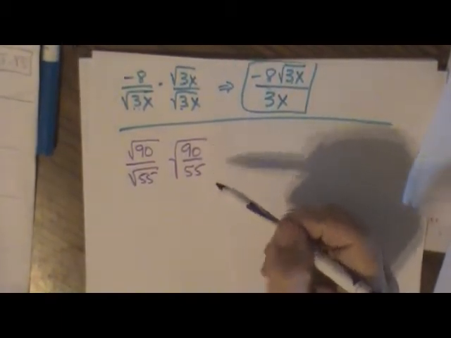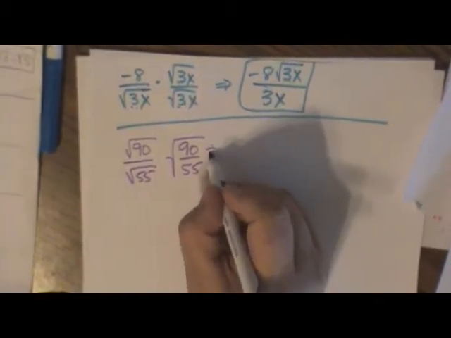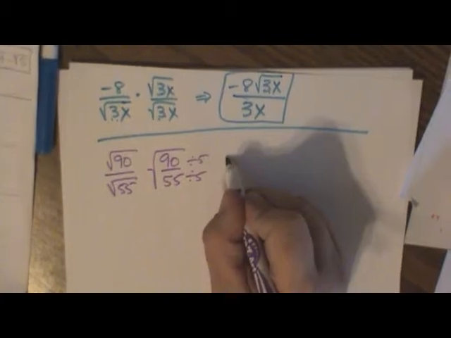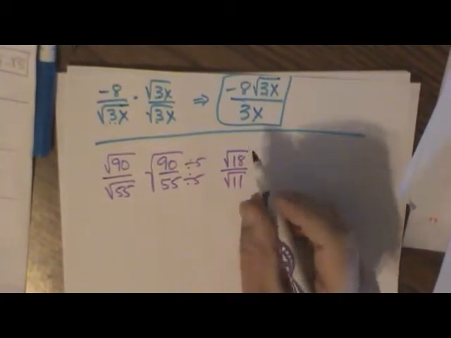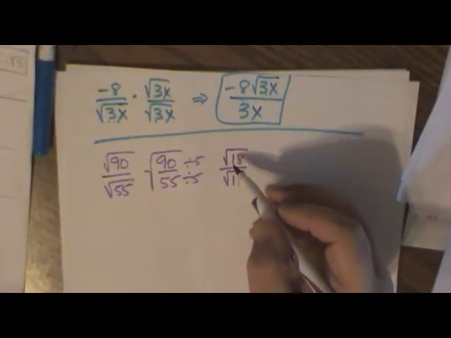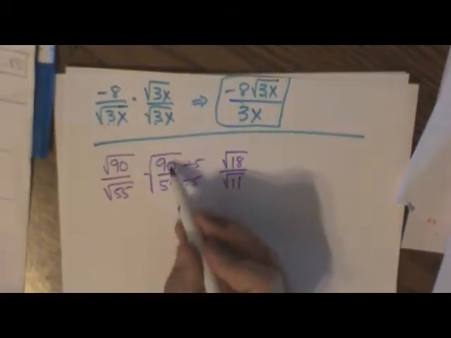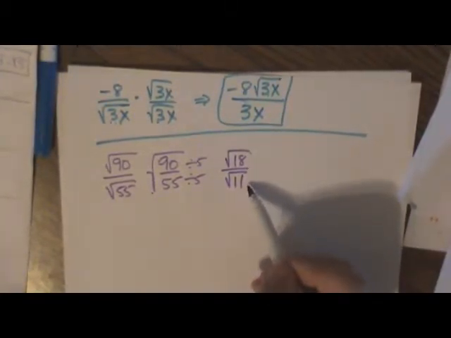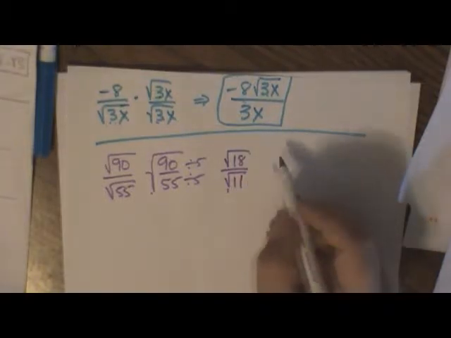Do they have anything in common that we can get rid of? Yes, they do. They both have a 5. You can divide each of them by 5, and this would give us the square root of 18 over the square root of 11. Of course, I broke these up again because I know that with a fraction inside a radical, we're going to have a radical on the top and a radical on the bottom. Now we're going to have to rationalize this to get rid of the radical on the bottom.